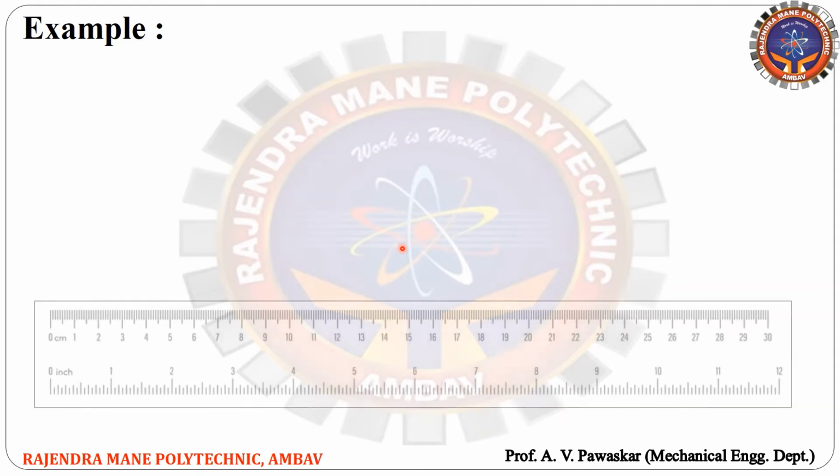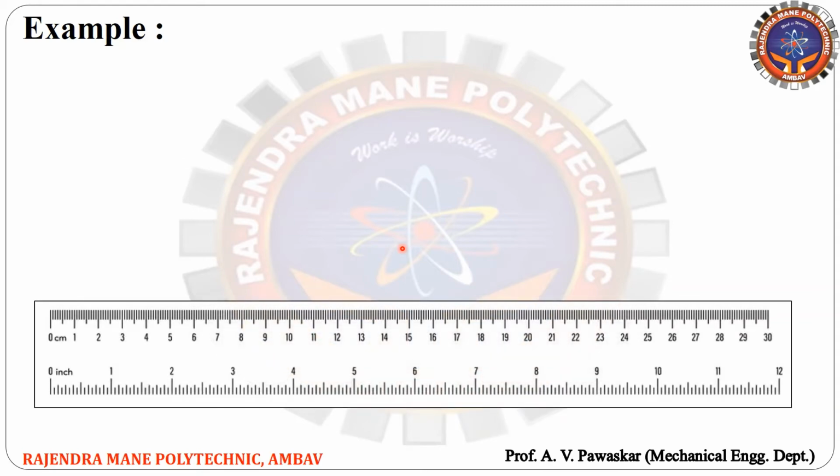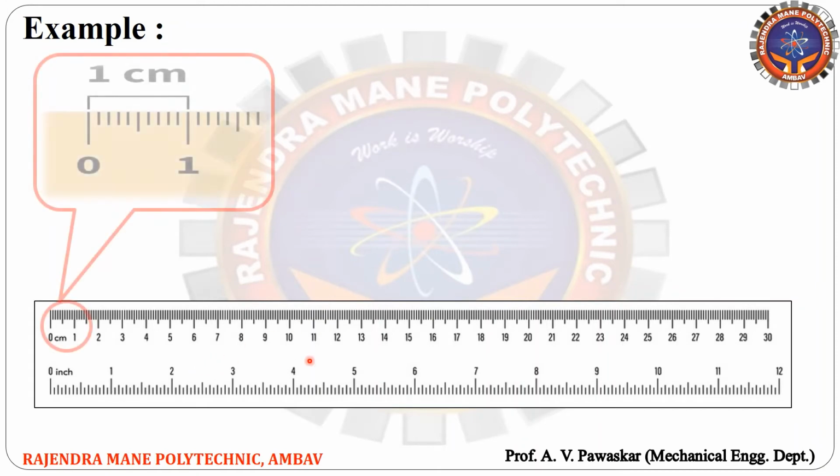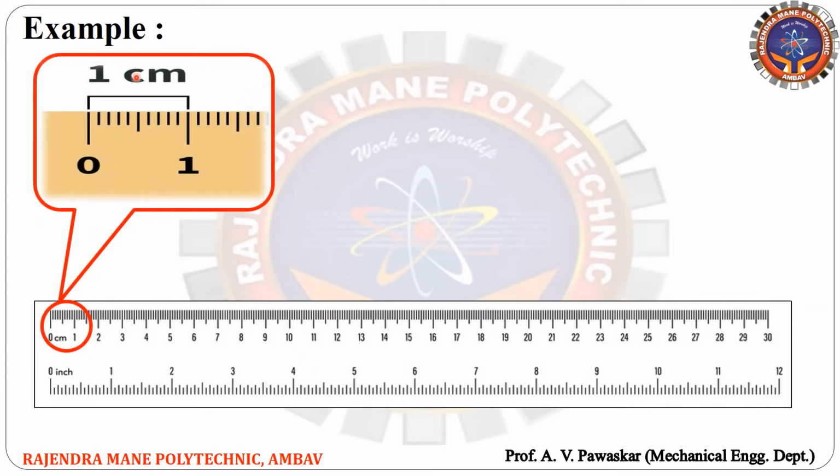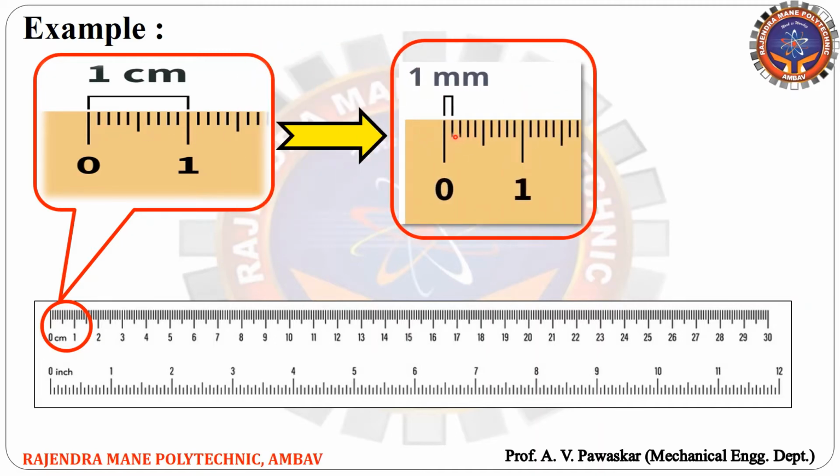We take a scale which has 30 centimeter length, right? That 30 centimeter is divided into 30 parts, so each part has a value of 1 centimeter. Also we observe that each 1 centimeter part is divided into 10 divisions. So each division has a value of 1 mm, because 1 centimeter is equal to 10 mm. So on that scale, we measure the minimum value of 1 mm.